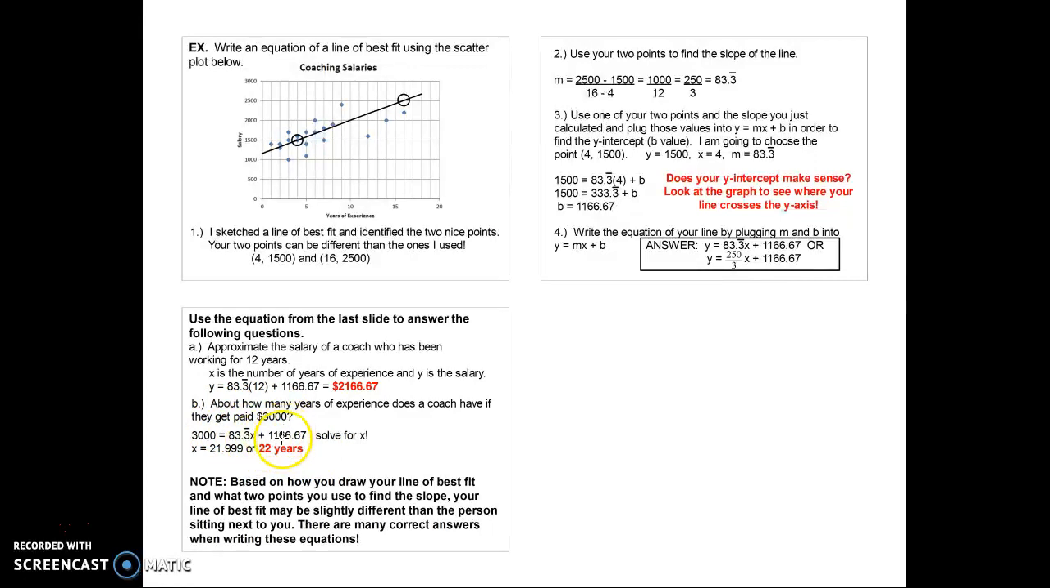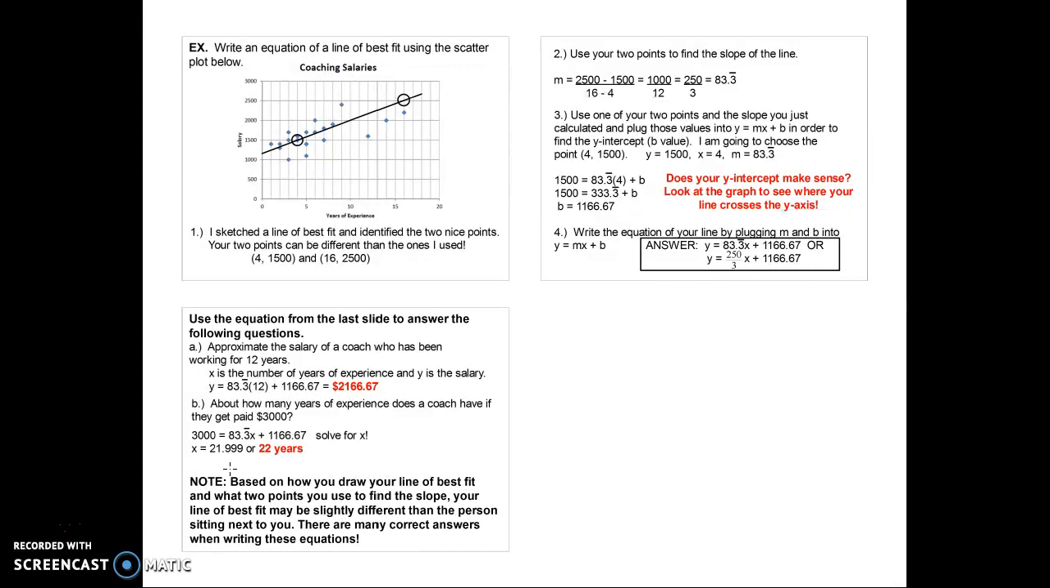When I solve that equation, I subtract my b value to the other side, divide by my 83.3. We get about 21.999, so you can round that and estimate it to be about 22 years they would make $3,000.